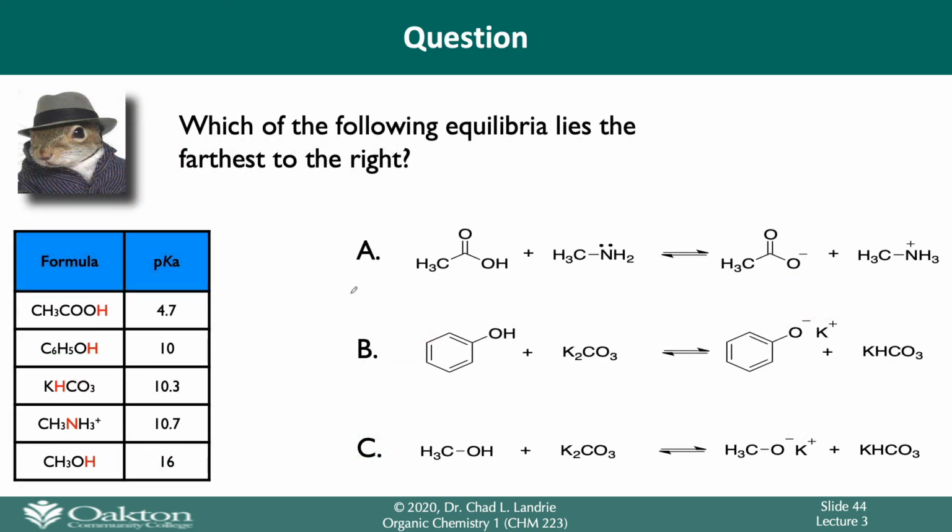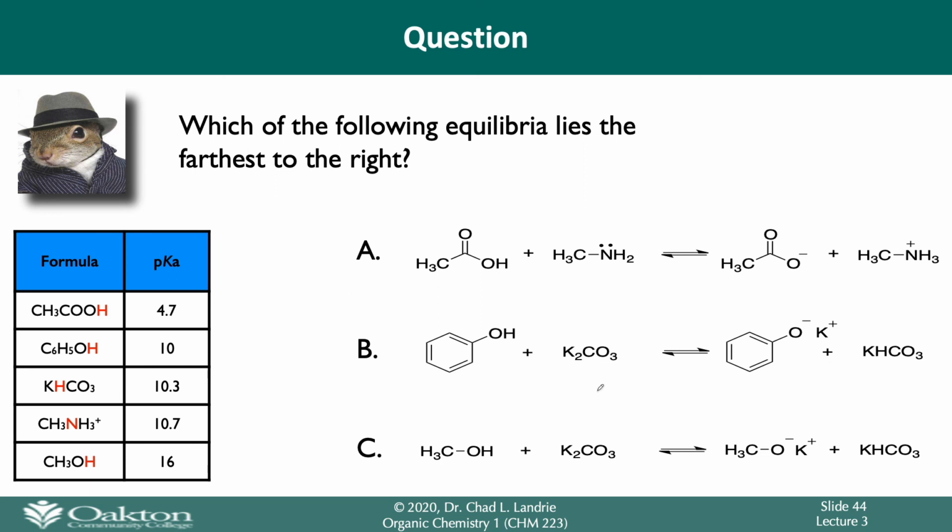This question asks us to determine which of these three equilibria lies furthest to the right. And I've given you a table of some pKa values on the left. So stop and pause and see if you can figure this out. It may be helpful to actually write the pKa values underneath the acids in each equilibrium.